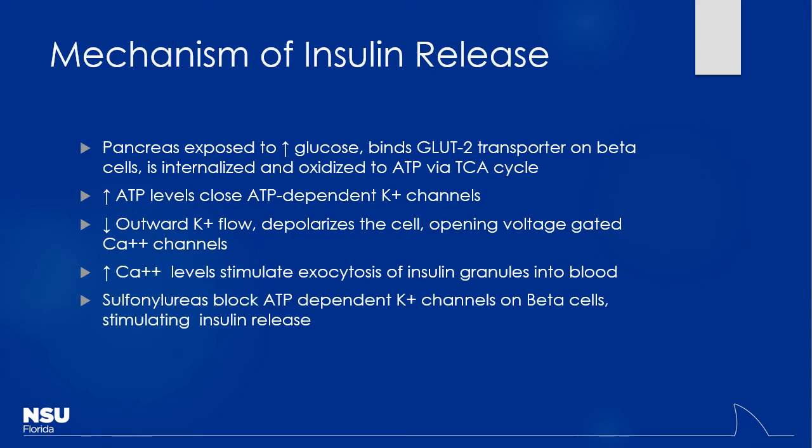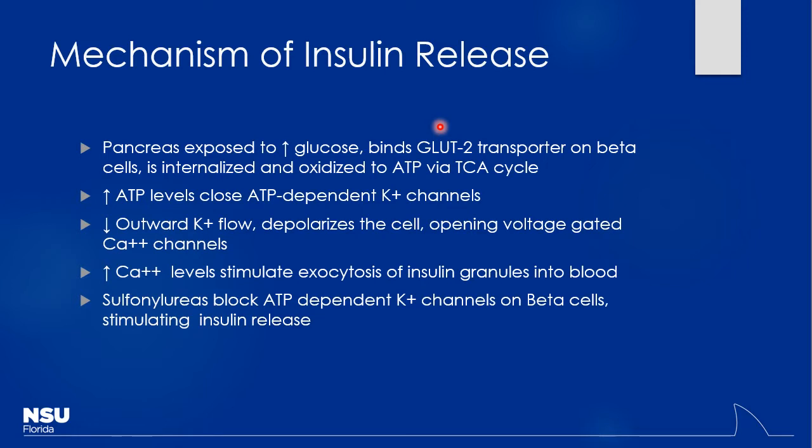So what's the mechanism of insulin release? And I'll show you a picture to go along with this in a second. But basically, normally what happens is the pancreas, once it's exposed to increased levels of glucose, you're going to find that there's different glucose transporters. If you guys remember back in physiology, we talked about GLUT4, GLUT3, GLUT2, and all that kind of good stuff. Again, I don't really care that you know which one is which for our purposes here, but there's a GLUT2 transporter on the pancreas.